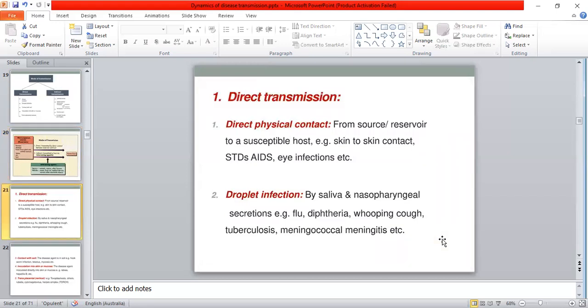Direct transmission. Direct physical contact is from source or reservoir to a susceptible host. For example, skin-to-skin contact, sexually transmitted diseases, AIDS, eye infection. Droplet infection is through saliva or nasopharyngeal secretion. For example, flu, diphtheria, whooping cough, tuberculosis, meningococcal meningitis.